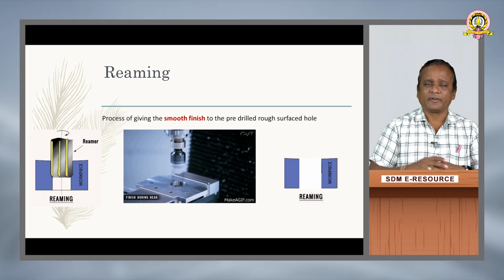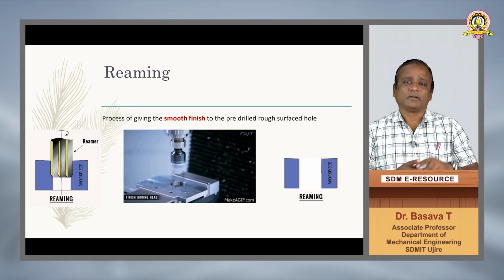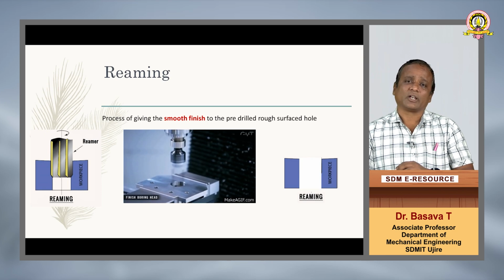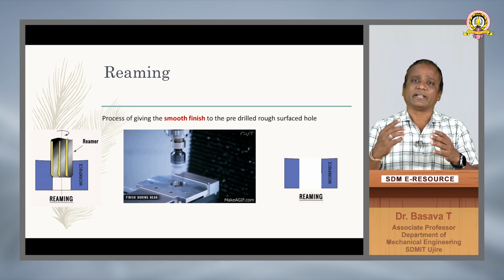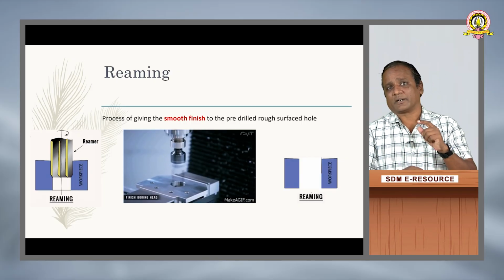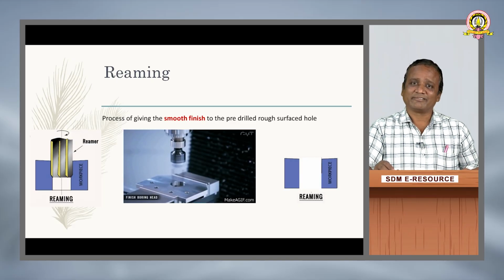So, a glimpse: drilling is to produce a circular hole, boring is to enlarge a pre-drilled hole, and reaming is all about producing a smooth surface, because when you drill a hole, the inside surface will be rough enough. In order to avoid wear, I am going to use reaming.